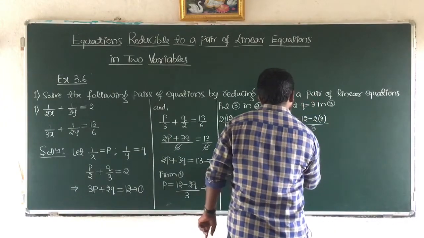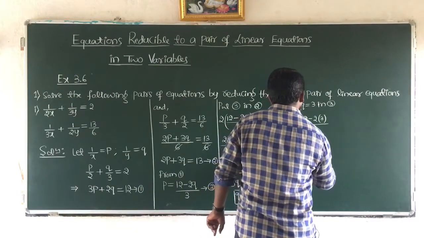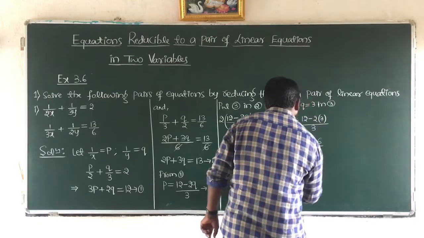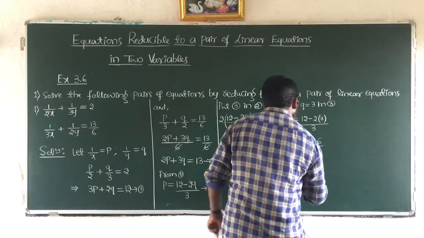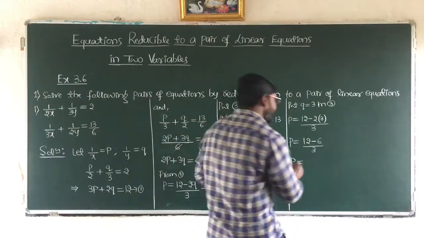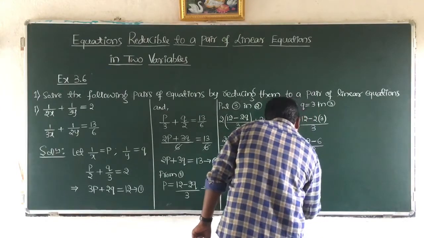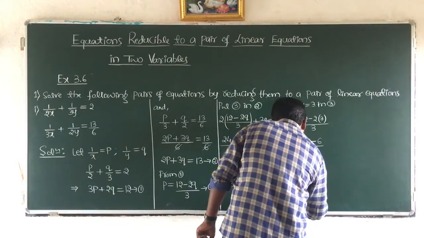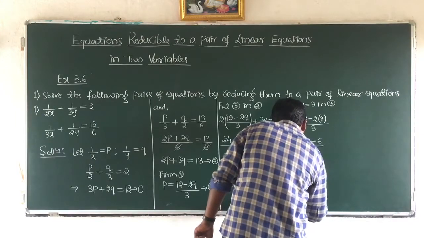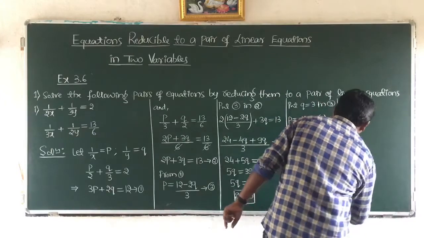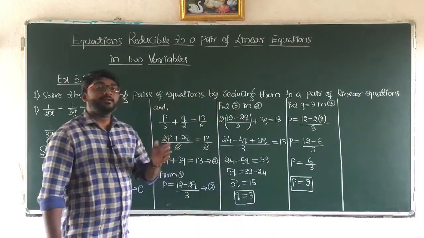Then P is equal to 12 minus 2 into 3, which is 6, divided by 3. So P is equal to 12 minus 6, which is 6. 6 divided by 3, so P is equal to 2. So the P value is 2. But we want the value of X and Y.